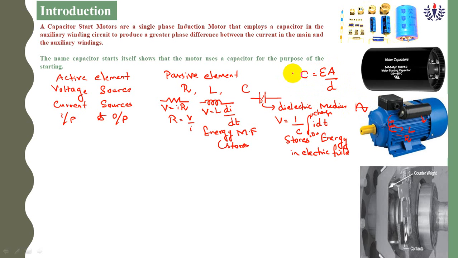If the value of the capacitor increases, the area of the capacitor also increases, but the distance D will decrease. This is my distance, it will decrease, but my area will increase. This epsilon is the dielectric medium. Epsilon is equal to epsilon naught into epsilon r. So this is the basic concept of capacitor. This capacitor only we are going to use in our motor.